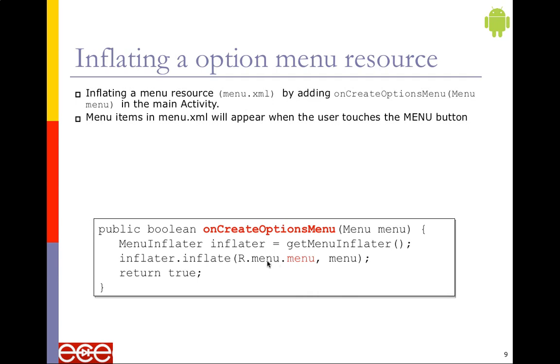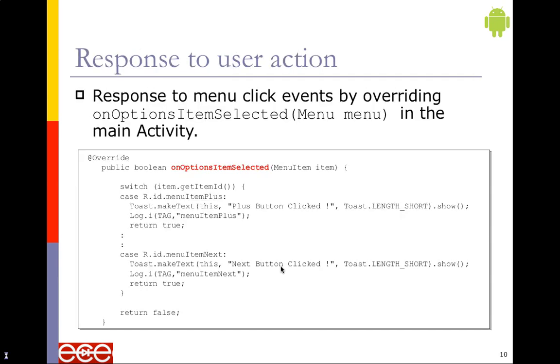So we have R.string, R.drawable, R.menu, which is giving us the location for the particular resource inside of the resource subdirectory. So responding to user actions, as we've seen so far, we can respond to on-click events, on-touch events. So what do we do with the menu?